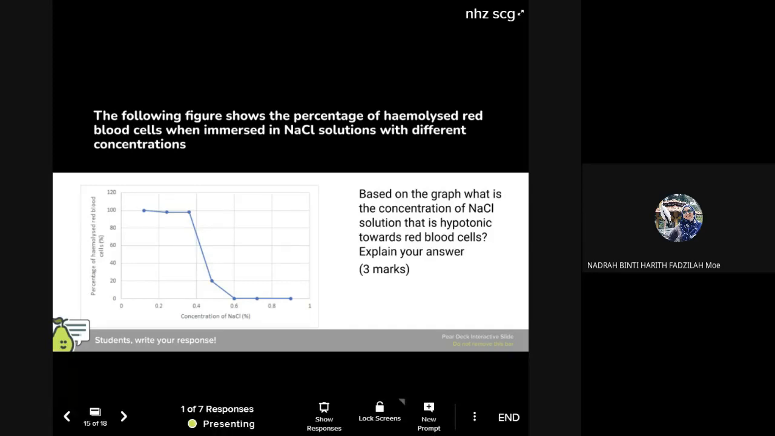Berapa? Cuba tengok. Yang hypotonic ya, yang hypotonic.